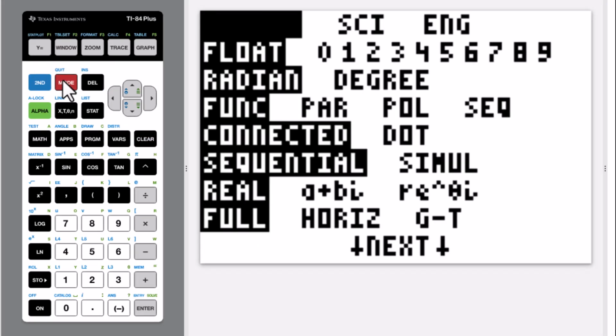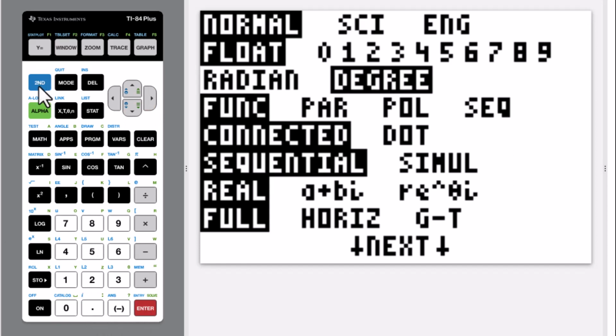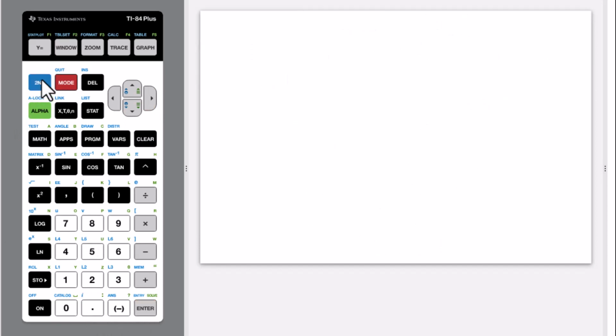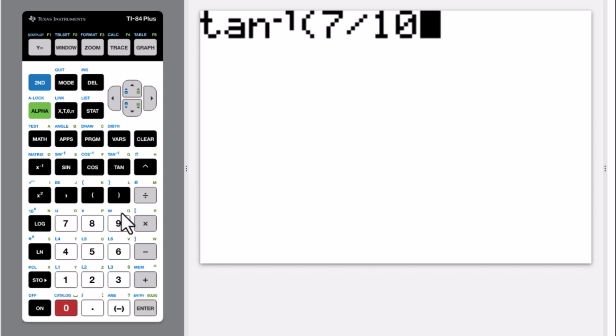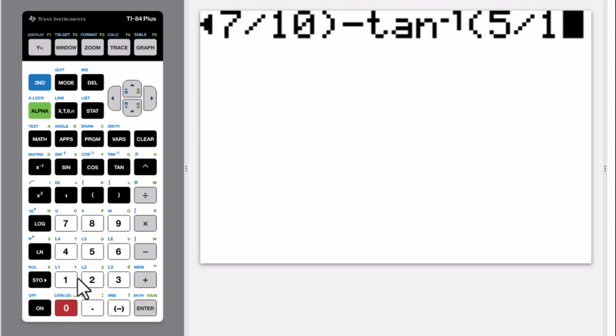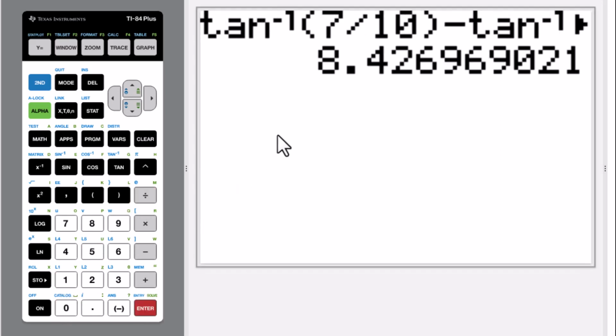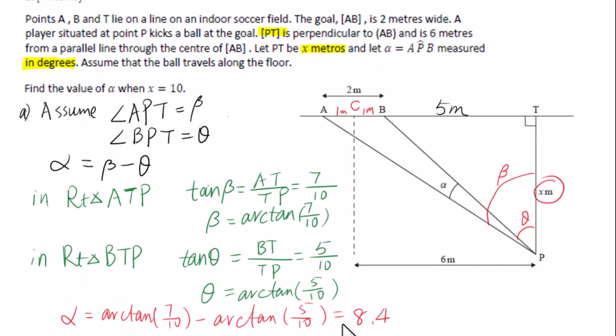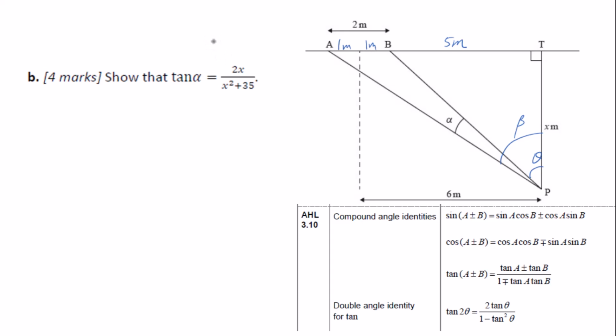Make sure you change the mode to degree. Second tangent 7 divided by 10 minus second tangent 5 divided by 10. 8.43 degrees. So alpha equals 8.43 degrees. Let's go to B.